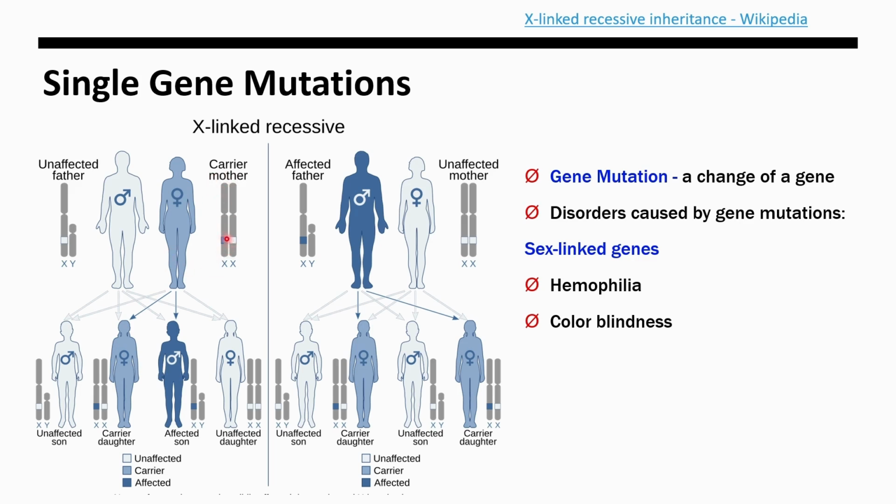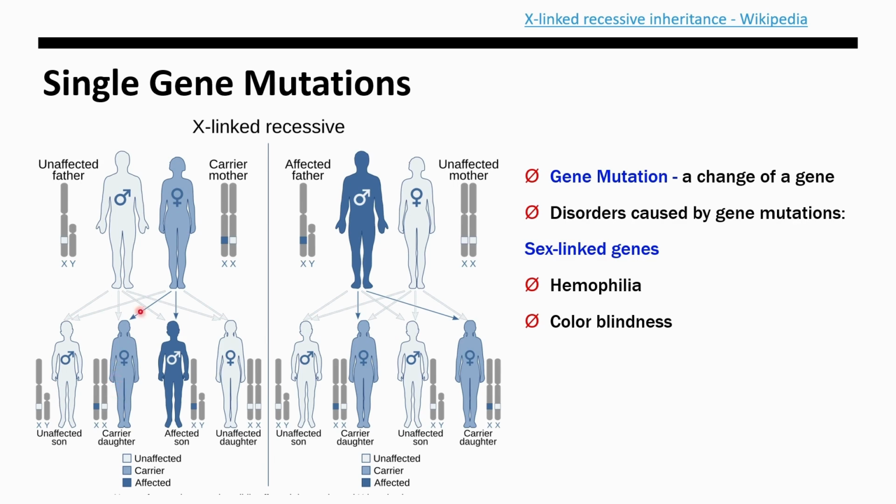That means the mother has 1 copy. So the mother is not sick, but she carries the disease. The son gets the Y chromosome from the father and the healthy X chromosome from the mother. Then the son is healthy.